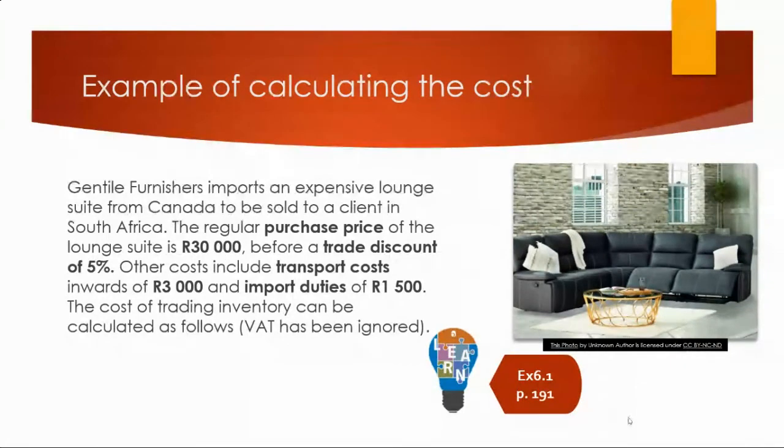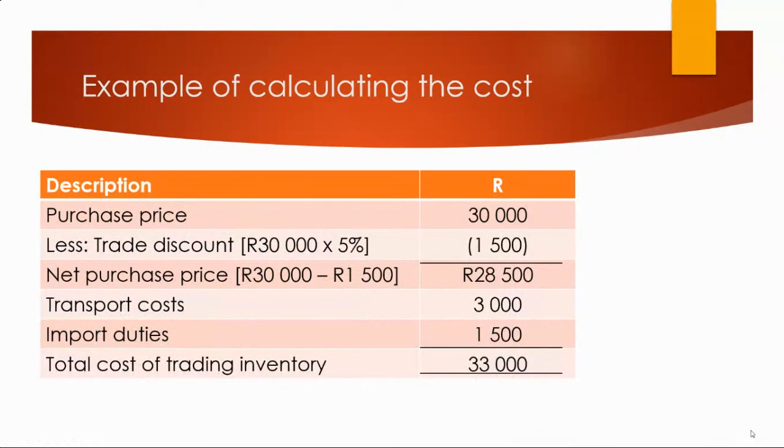So let's just put it in a table format for everyone to see. So we start off with the purchase price. Now you can either do the purchase price less the trade discount in one step, or I've done it in two separate steps just to show you the thought process. So you start with the purchase price, the 30,000, then I deducted the trade discount, which was the 30,000 times 5%, which is 1,500, which gives you a net purchase price of 28,500. Okay, so that's similar to Lino's step one.